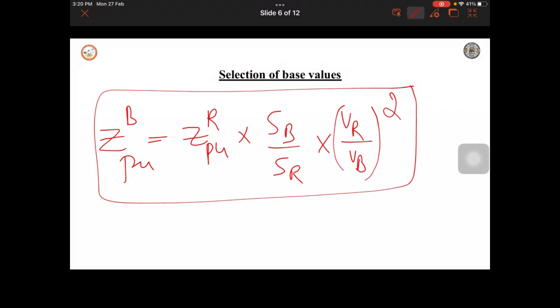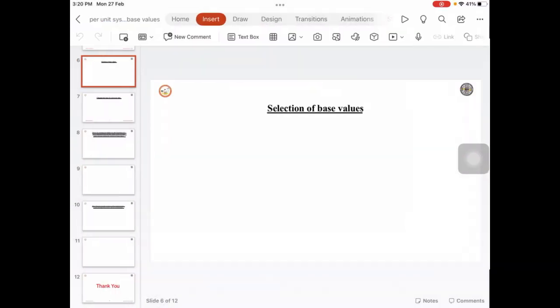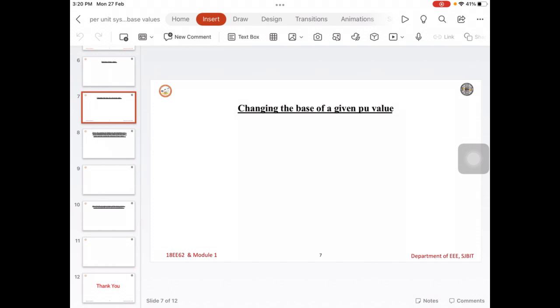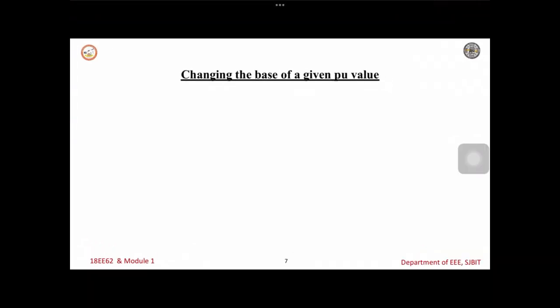The derivation of this will also be shown in this video. So, we will see the same, changing the base of a given unit.